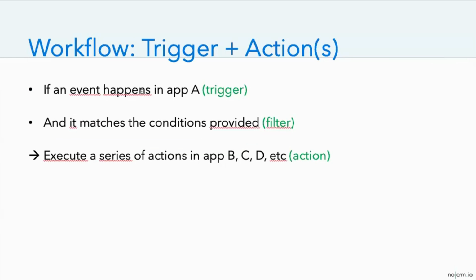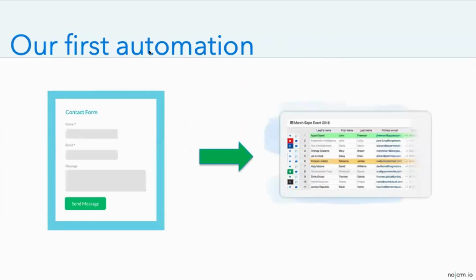I'll go through a couple of examples later, but just for now, if you want an example of executing actions within the same app, let's say you have a lead that's been won in noCRM, you can automate sending an email to that person or to that lead. So let's go to our very first automation.